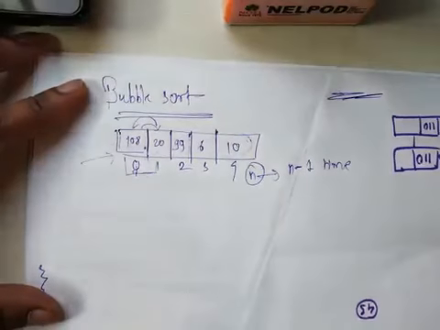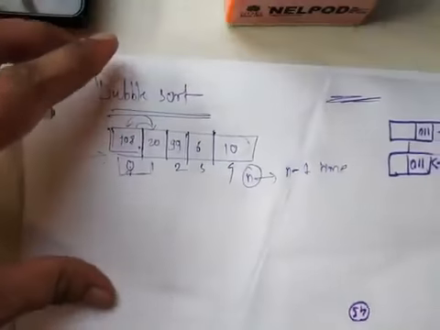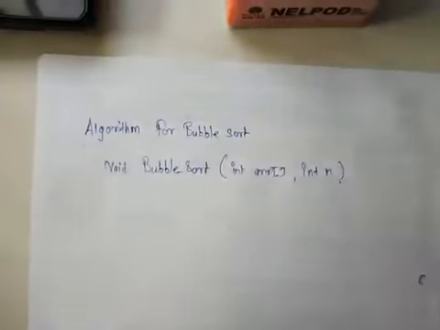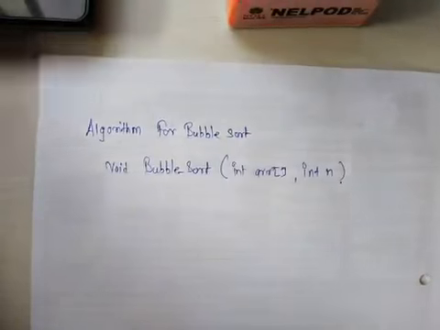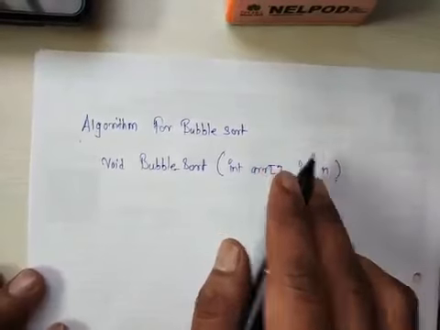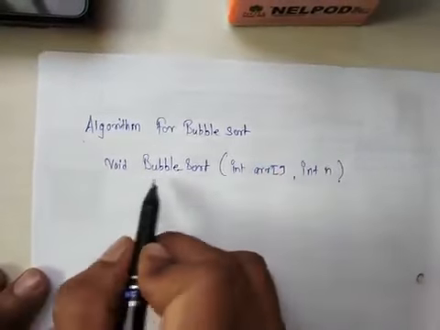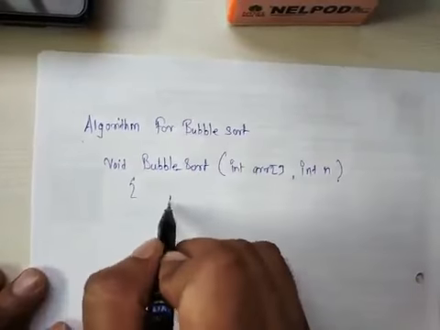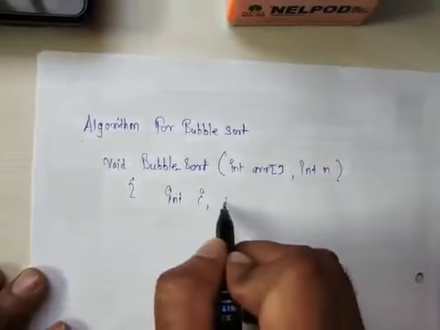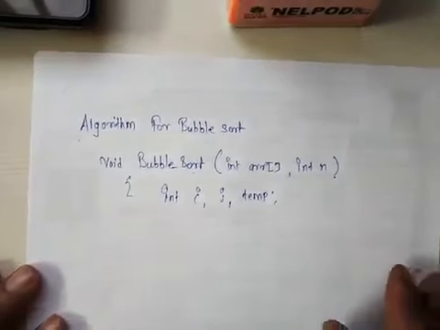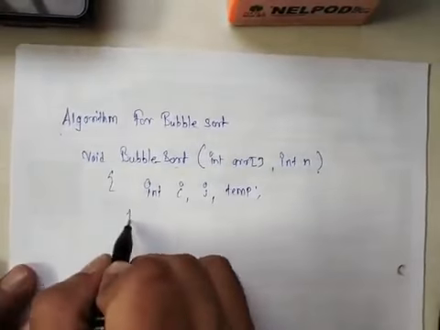Okay, so now we are going to see a small implementation of bubble sort, and then we will see an example. So now I'm going to write the algorithm, or code snippet, for bubble sort. This is the void bubble sort function, and here I'm going to start my code with integers i, j, and one more variable, temp, since I'm going to use a swap algorithm here.